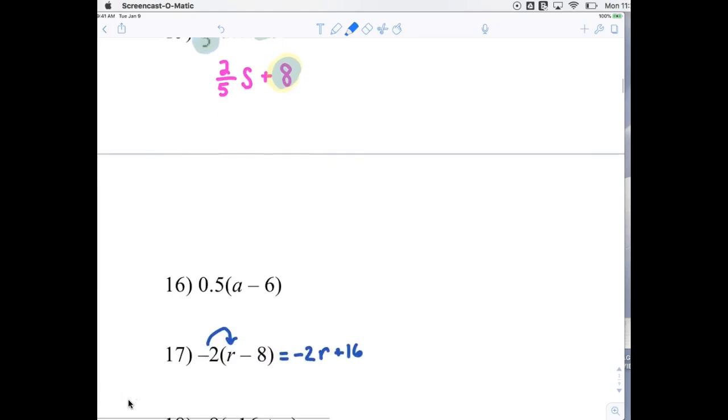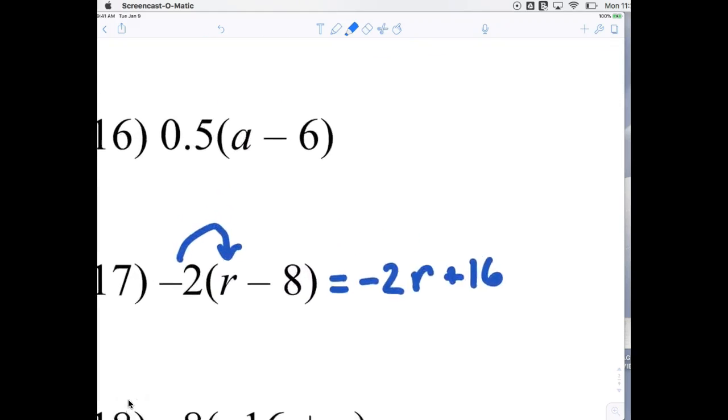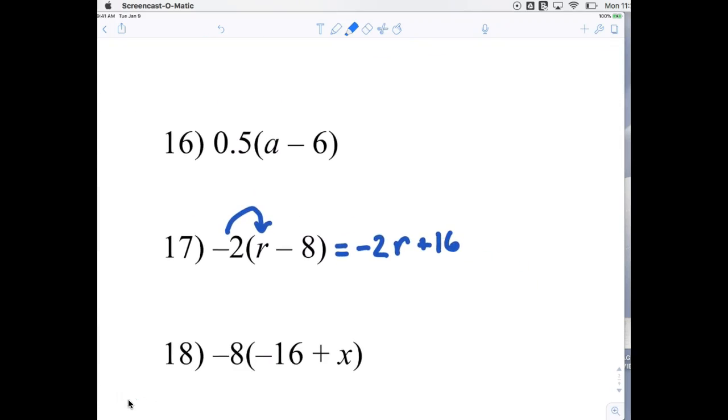All right, keep it up, guys. I appreciate it. 0.5 is the same as what? 1/2. I think it's easier to deal with 1/2. So I'd like for you to just think of it like this. You're distributing a 1/2. 1/2 times A is 1/2 A. Half of 6 is what? 3. That's right. So 1/2 A minus 3. Now, if you put 0.5A, do I care? Nope. It's the same thing.